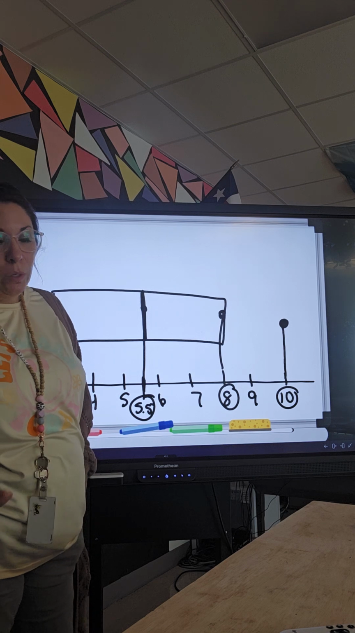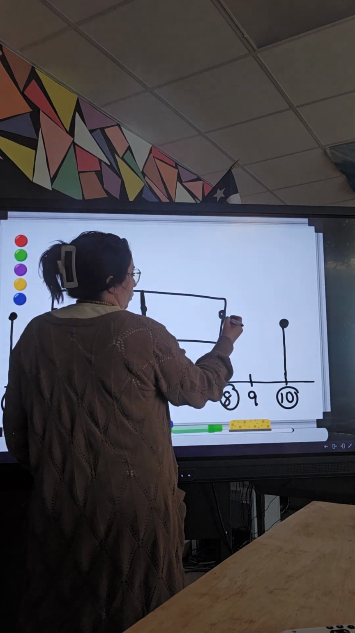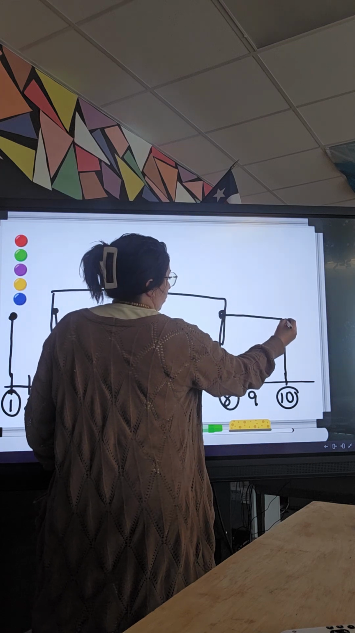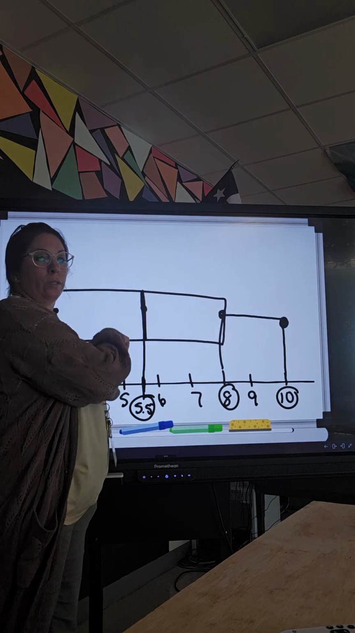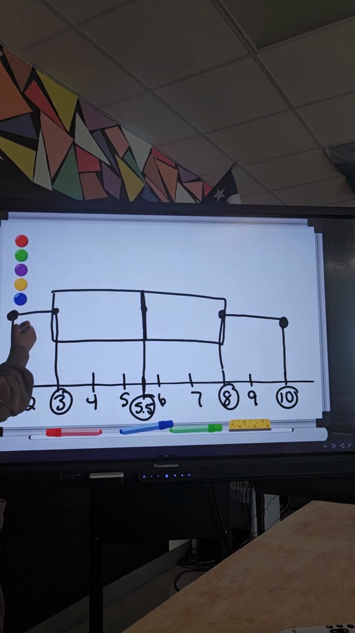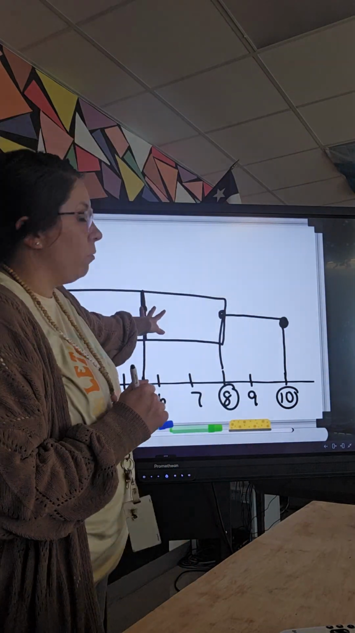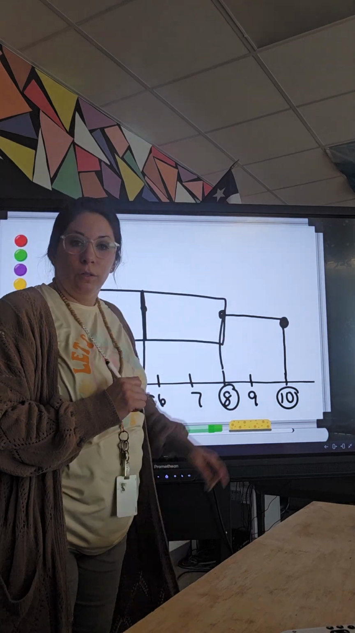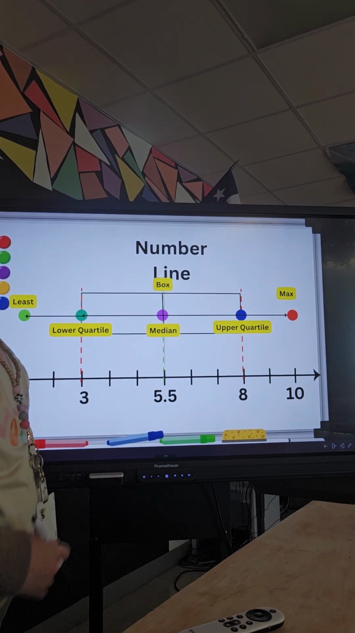Now we just do our whiskers. Our whiskers, we're going to start right here at our upper quartile, and we're going to bring it on over here to our max number, and then we're going to bring our other whisker to our lower number, which is right on over here. Now we have our box. We have our box and whisker plot. We have it right here, and then we have our whiskers right on up here. So at the end of this, when your kids are done, that's exactly what it's going to look like.